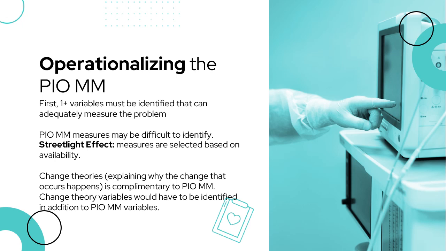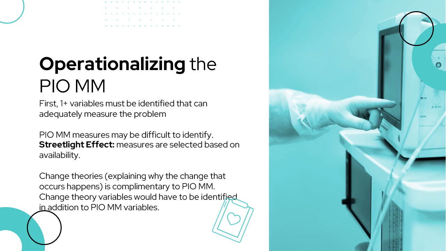Now, it should be known that these kind of measures are not always easy to identify. Sometimes it's really difficult to find the measure that you want. However, sometimes what you're going to have to rely on is something called the streetlight effect. So the streetlight effect is basically that the measures you select are based on their availability, right? So I can't pick a measure like number of microbes on the hands of staff upon entering a new resident room. The reason for that is I don't have the equipment, the time, or the resources to collect that kind of data. My measures are based on their availability.